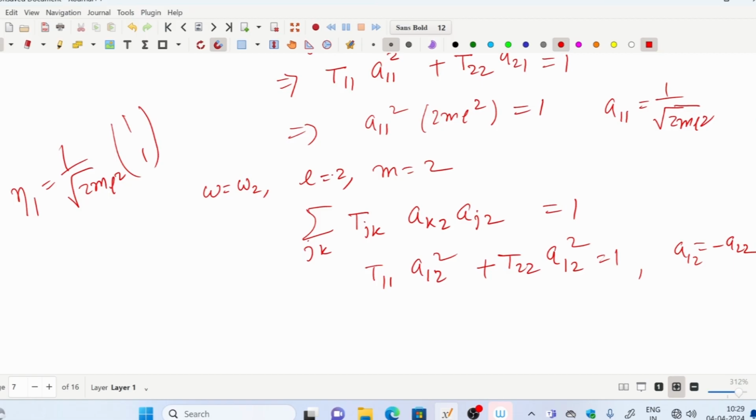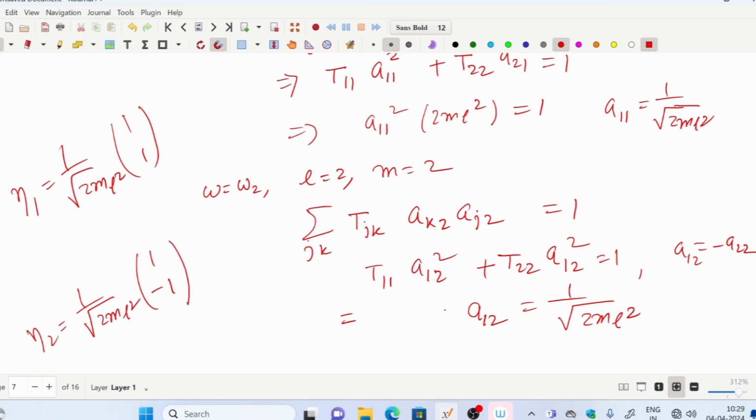So what will happen? We will get the same normalization. A1 square will be 2m L square. So we found our eta 2 is 1 over 2m L square 1 minus 1. Okay, so this is how to use the normalization condition and how to find it.